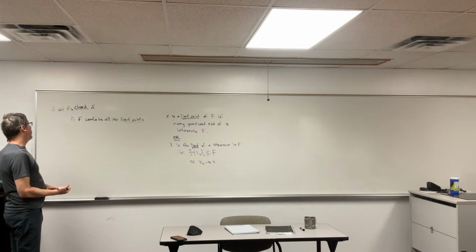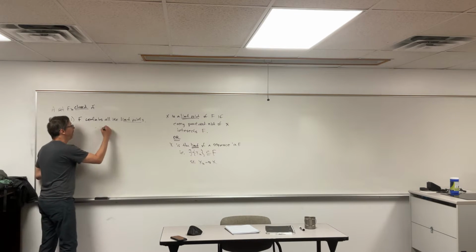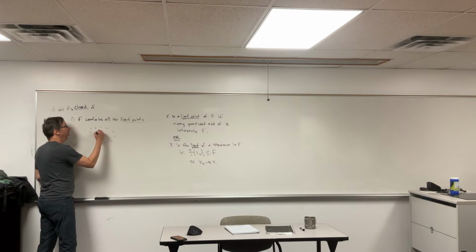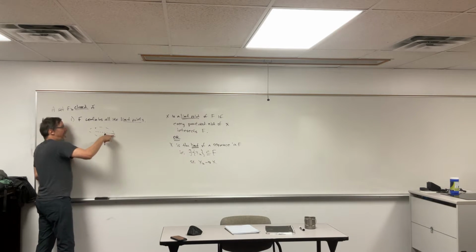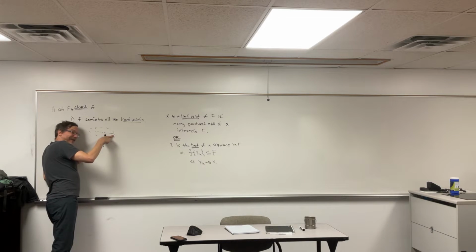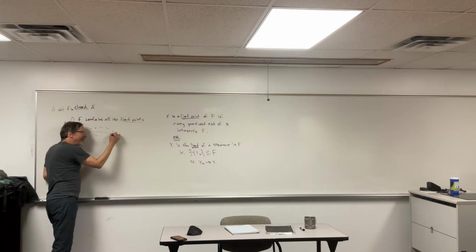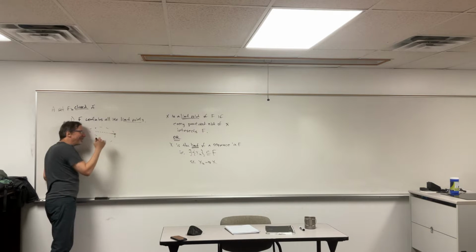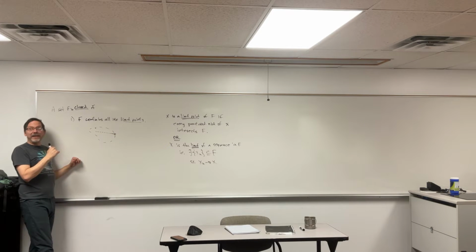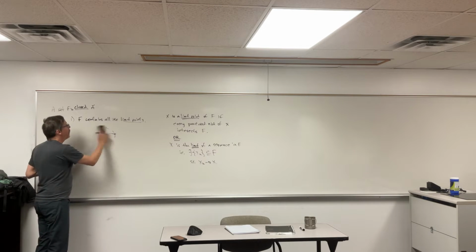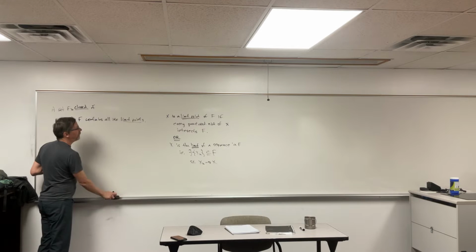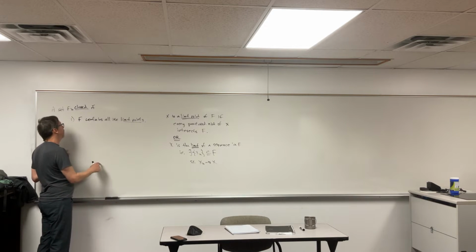So F contains all its limit points. That means if I've got a sequence of points that looks like it's converging somewhere, and I've made that suggestive, that it looks like it's converging to something that's not in that set, we don't want anything like that. We want every convergent sequence to converge in the set. It contains all of its limit points.